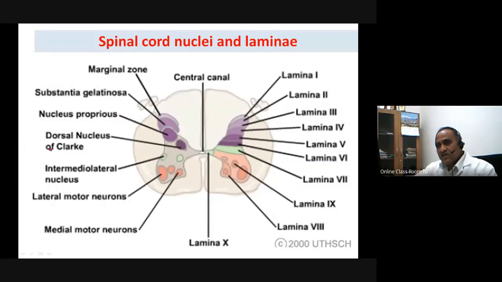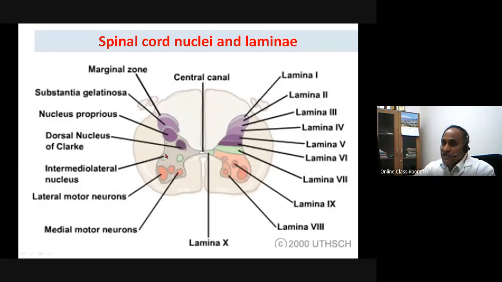Then this is the dorsal nucleus of Clarke. So from here, the impulses from the various parts of the muscle and body come here. They ascend, and they are going as the dorsal spinocerebellar tract. So that means it will communicate with the cerebellum.